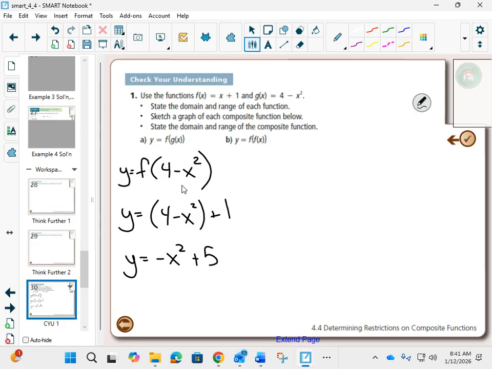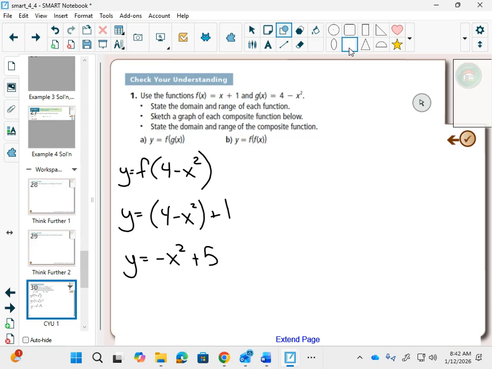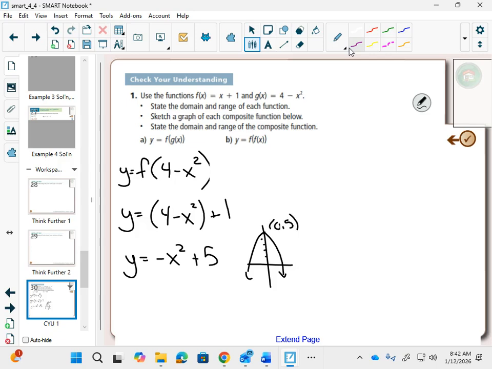And then we'll review from transformations. Well, what does this graph look like? This is a parabola that's had a vertical reflection and shifted up 5 units. It would look like that. So, oh, I should label 0,5. Technically, we'd always label our x-intercepts as well. They'll be plus or minus square root of 5.